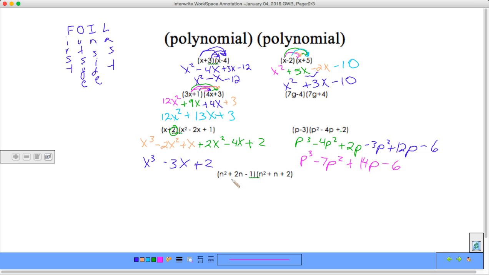Okay. This next one here, it has 3 terms, but it's still the same process. You just take each one and multiply it by each piece over here. But we're going to try this one in class together. All right, and let's go ahead and look at the last section.